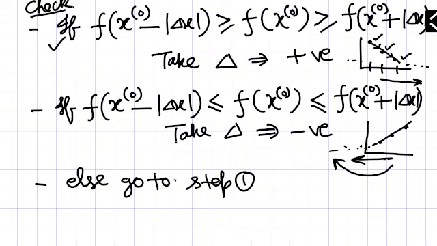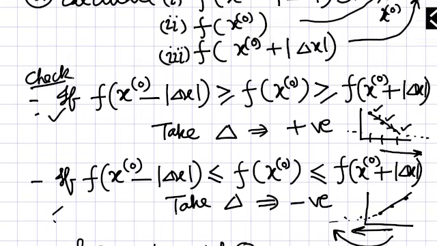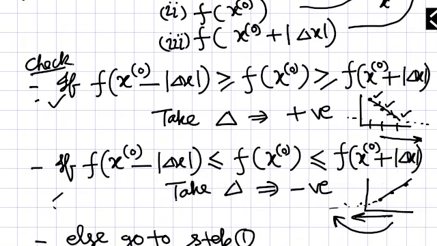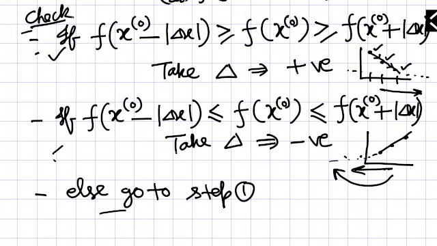Or if the calculated values don't fall even in this and in this, then you will go to step 1 again. Here again you will take the initial value, some initial value you will guess, and you will guess the increment, and then you will come to step 2. So okay, if you are in this case, then you will go to step 3.